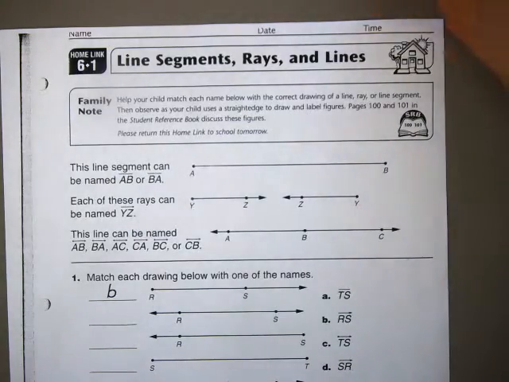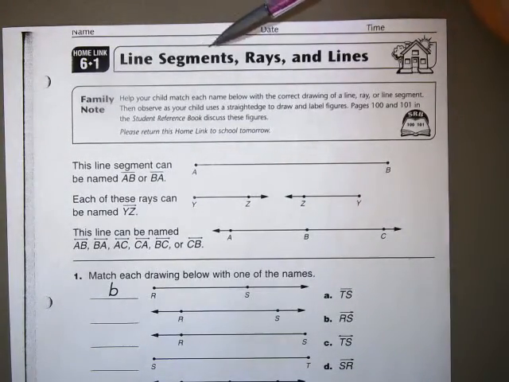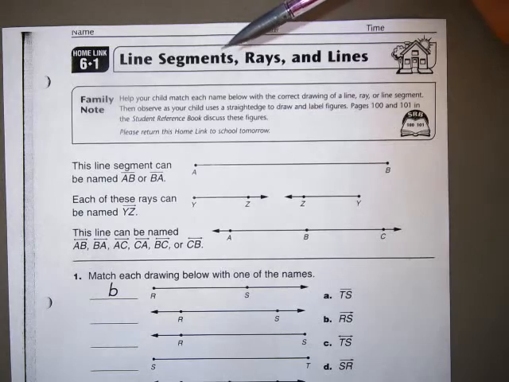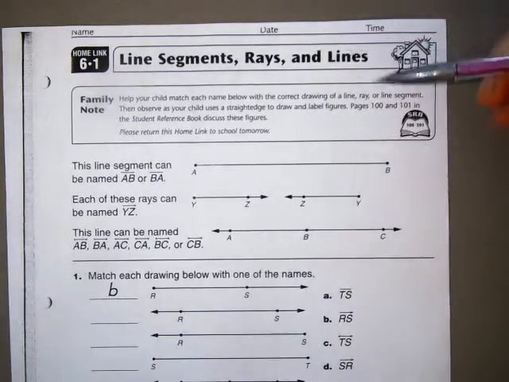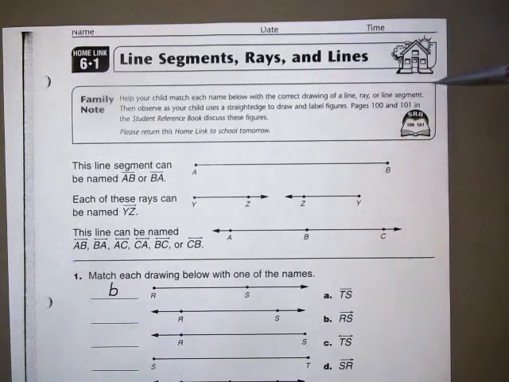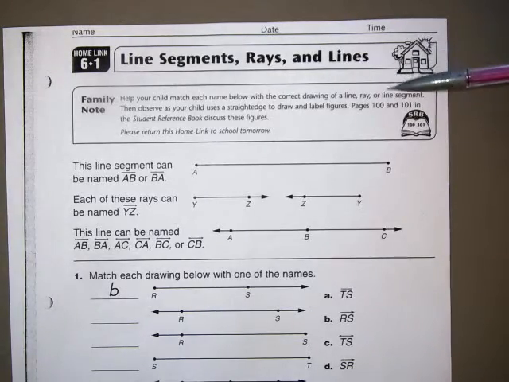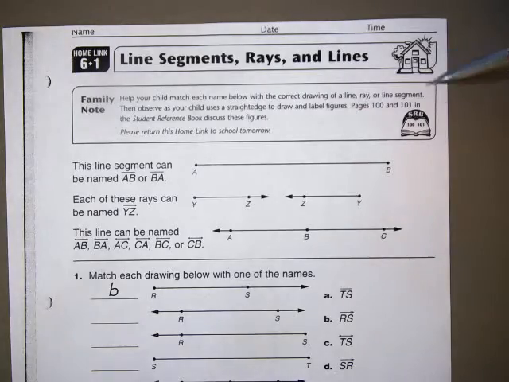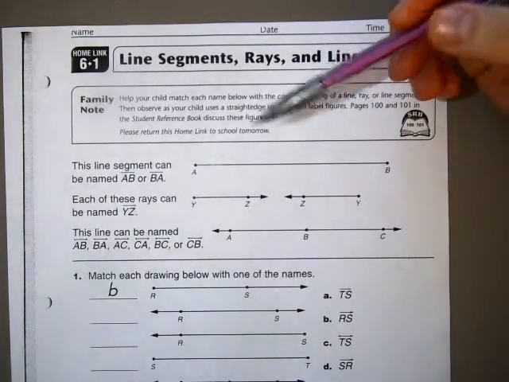This is Everyday Math, Homelink 6.1, Line Segments, Rays, and Lines. Help your child match each name below with the correct drawing of a line, ray, or line segment. Then observe as your child uses a straight edge or a ruler to draw and label figures. So, just very quickly have a review here.